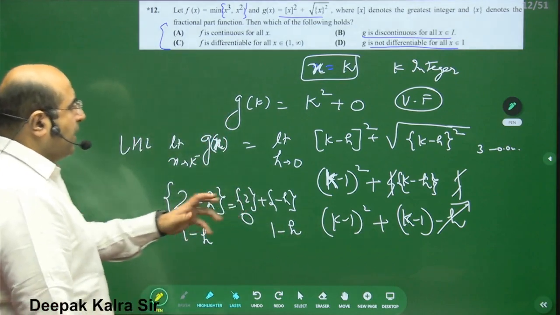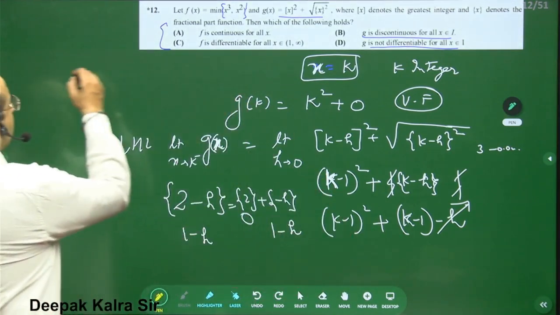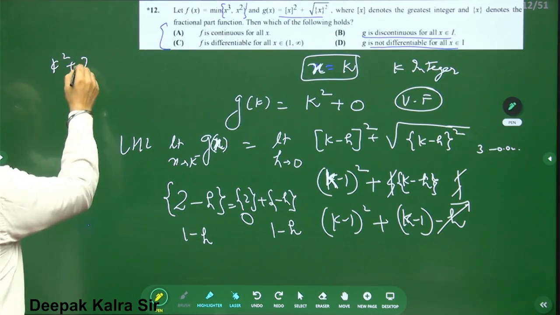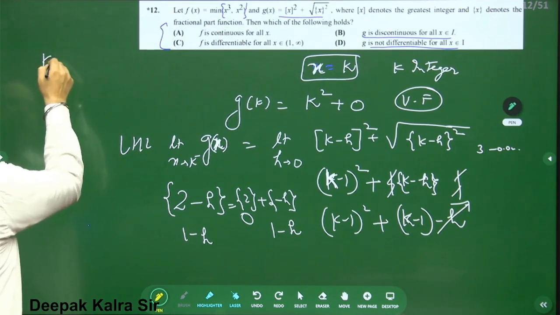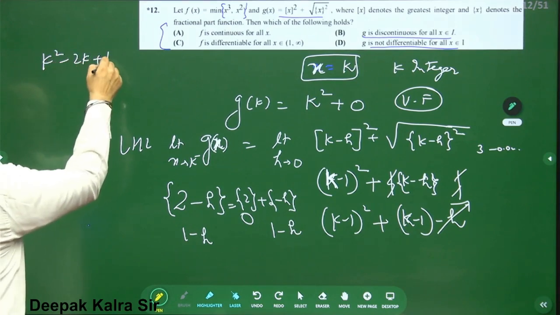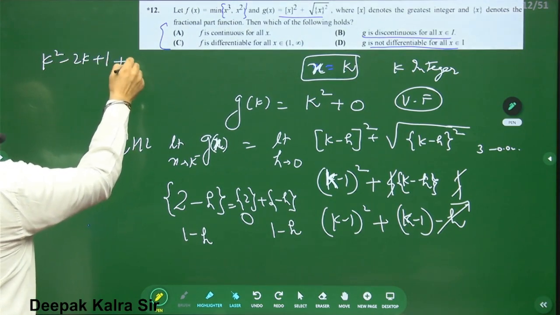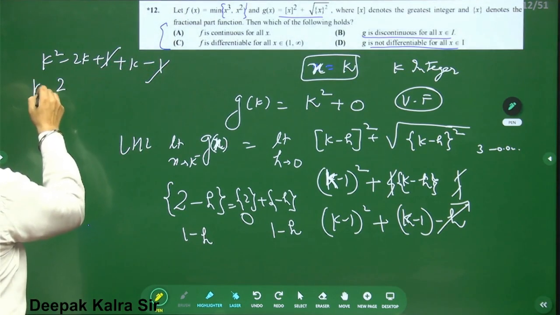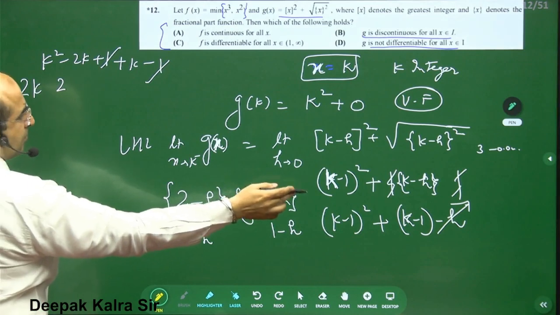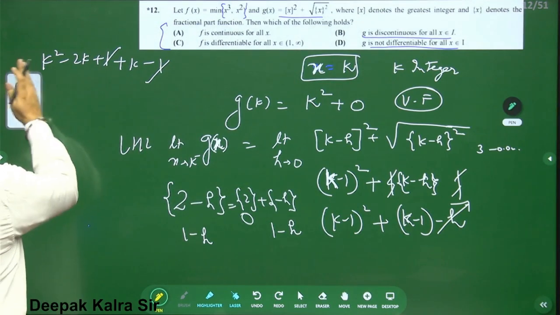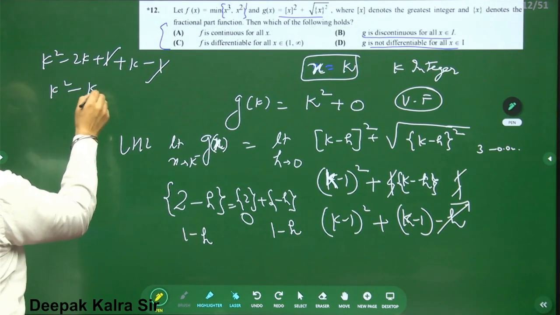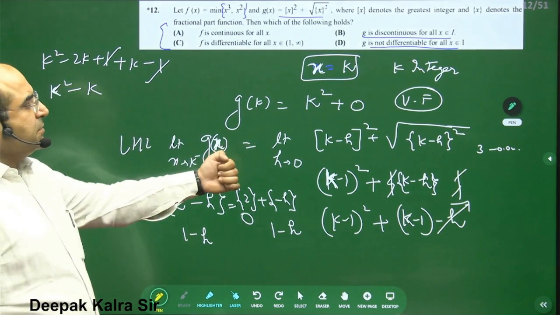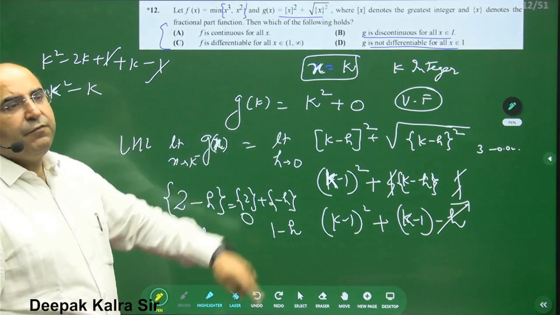So on expanding the things, you got the value as k square minus 2k plus 1 plus k minus 1. k square minus k is the value obtained from this place as LHL. We'll go with RHL now.